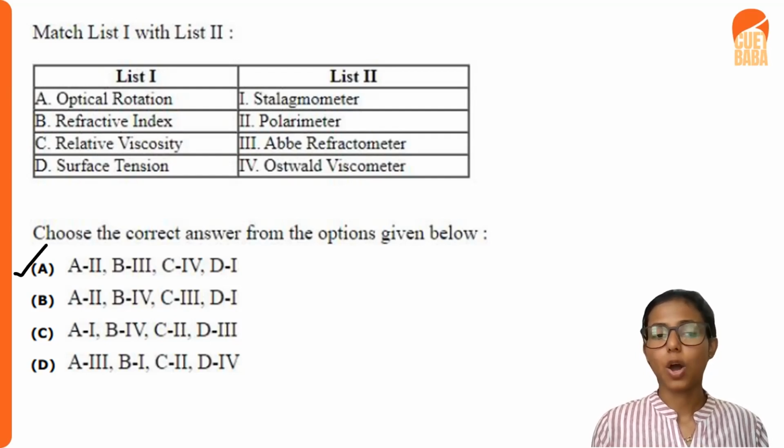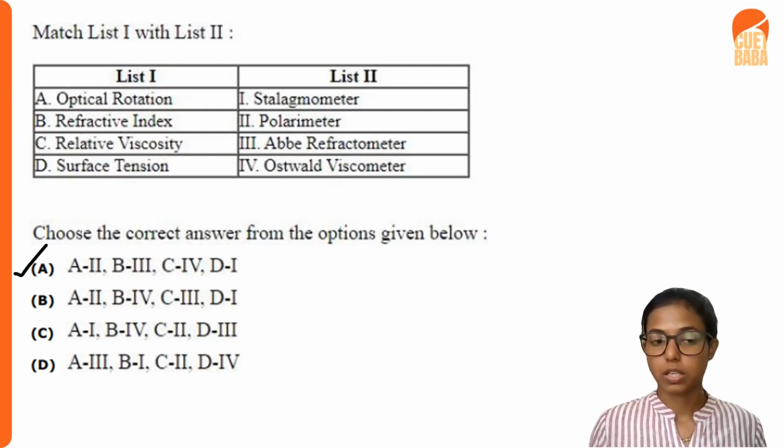The optical rotation of a compound can be measured using a polarimeter, so A equals 2. To measure the refractive index of a substance, the instrument used is the Abbe refractometer, so B equals 3. To find the relative viscosity of a substance, the instrument used is the Ostwald viscometer, so C is 4. To measure the surface tension of a substance, the instrument used is the stalagmometer, so D equals 1. When we match all this, we get the answer as option A: A2, B3, C4, and D1.